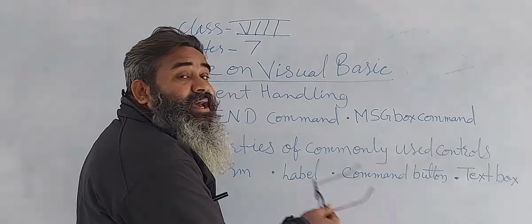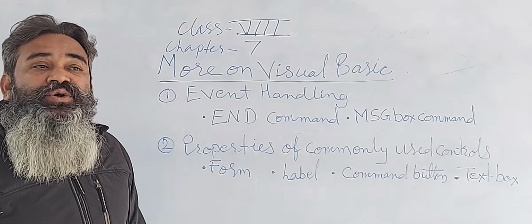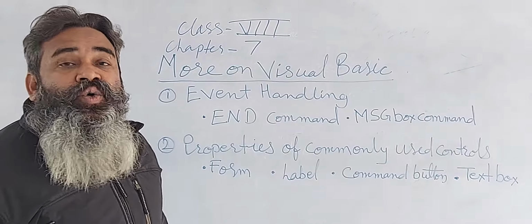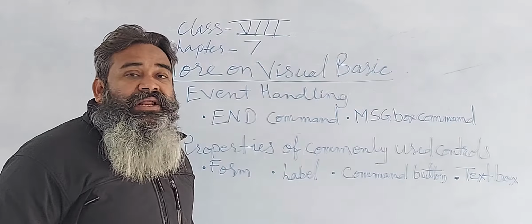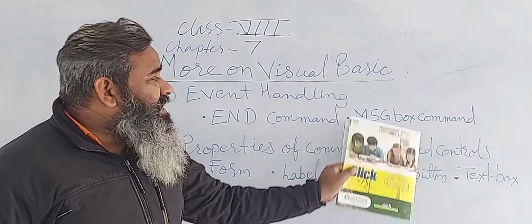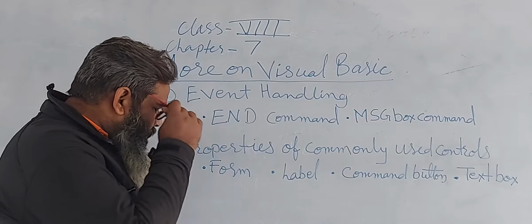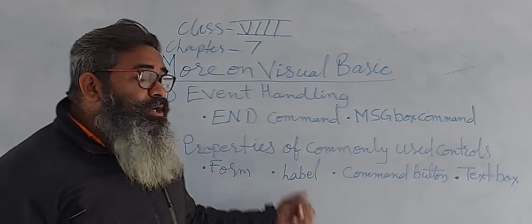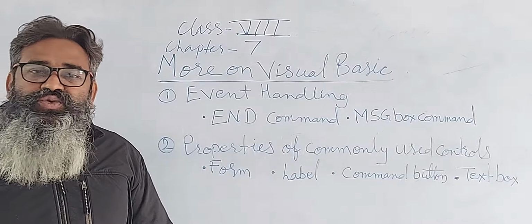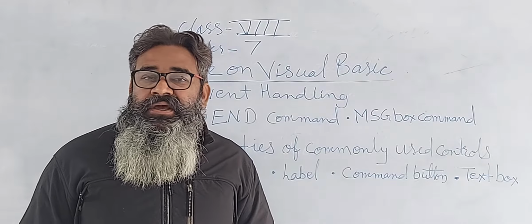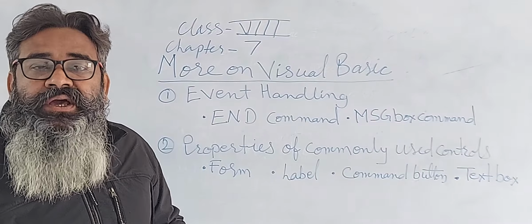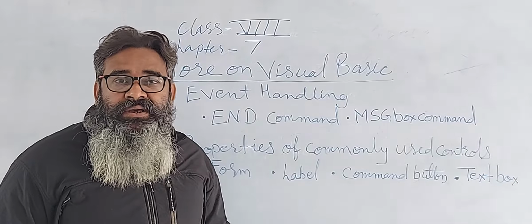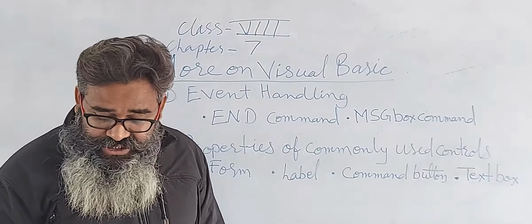So we have created a simple program with a message box command and an End command, just to display two event-handling-based codings. First, we click on the End command, and second is the message box command. Then the properties of commonly used controls. Properties belong to all the buttons, and we can change them. Property means how all the buttons in the toolbox that we have used perform. It can be changed.